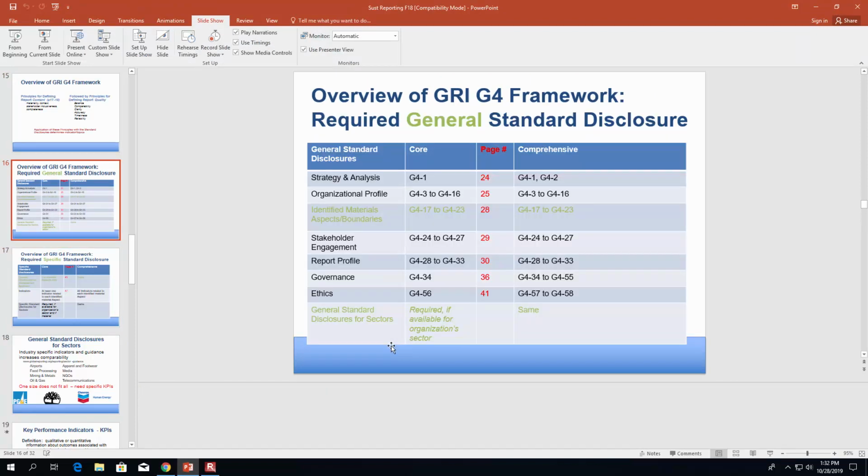Okay, so the next area is what? Organizational profile. And how many things do they want me to report here? G3 through G16, whatever that is, 13 things, right? Okay, good, great. What do they all want here? Well, let's go see.